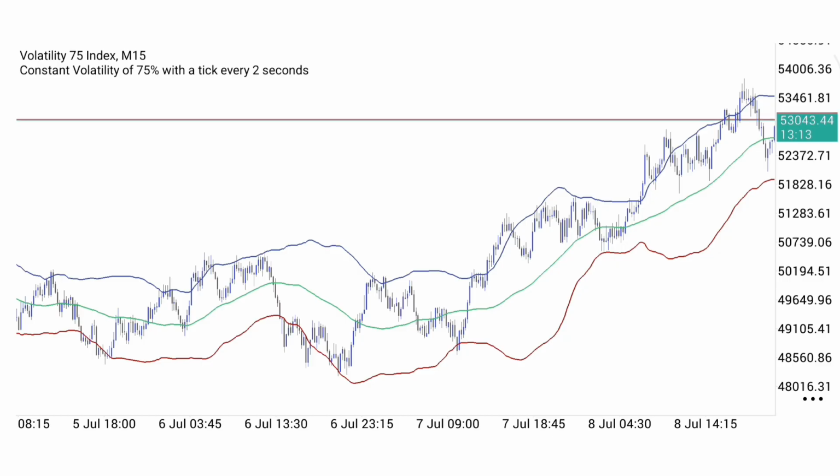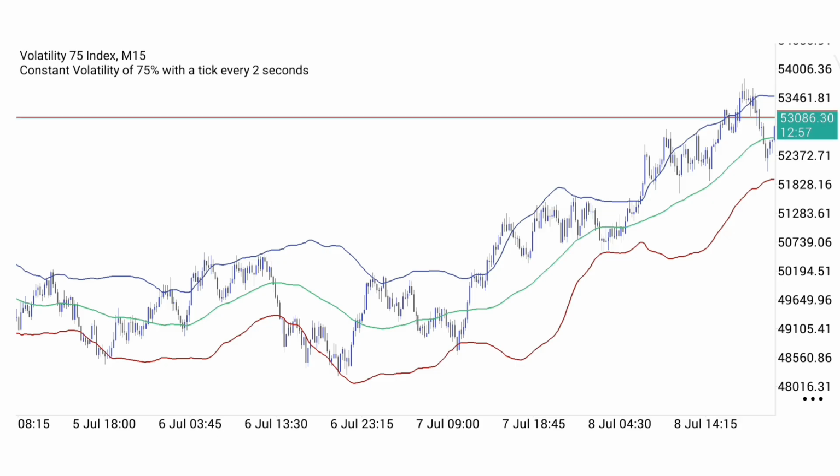So all we need to do is just add a moving average line to it to simplify it and understand the trend. So when we have a moving average on it, we can know exactly where the trend is going and if we are to buy or sell.